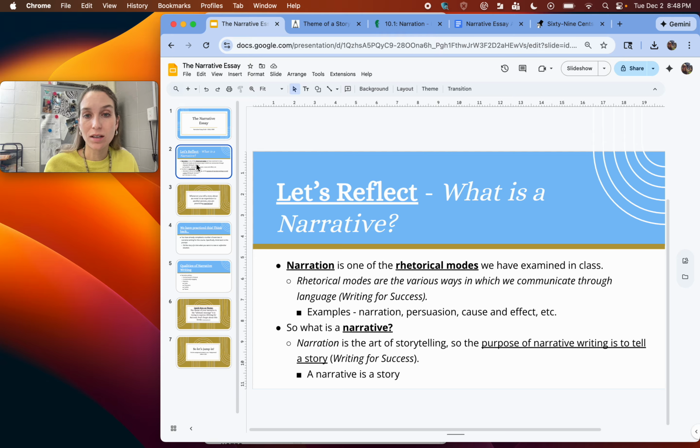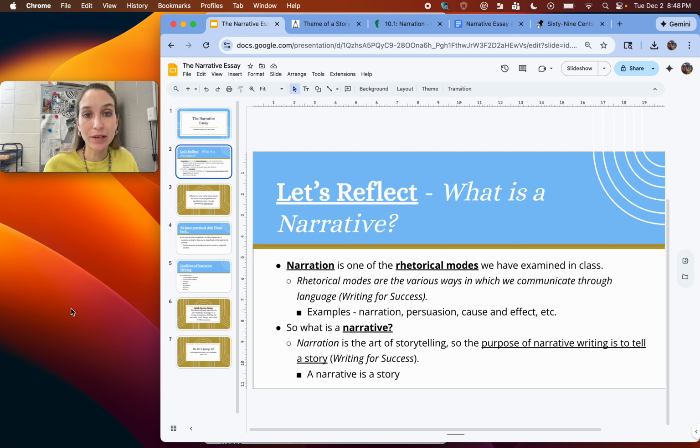Remember, narration is just one of the many rhetorical modes that we will discuss in this course. And as an additional reminder, rhetorical modes are the various ways in which we communicate through language. So for this assignment, we are going to be focusing on narration, but later in the semester, for example, we'll be looking at persuasion.